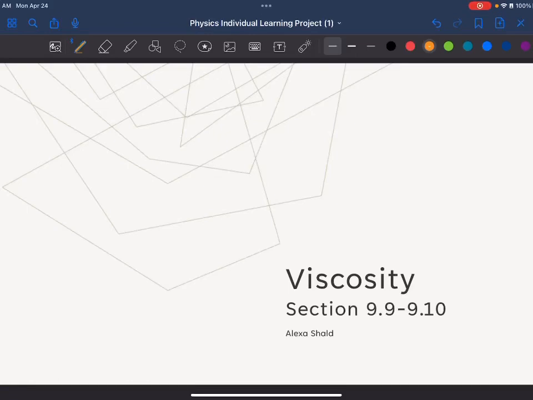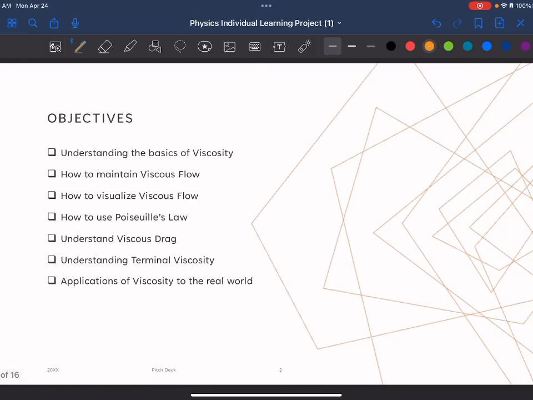I'm going to talk about viscosity, which is section 9.9 through 9.10 in our book. So I will explain the basics of viscosity, how to maintain viscous flow, how to visualize viscous flow, how to use Poiseuille's law, understanding viscous drag, understanding terminal velocity, and the applications of viscosity to our world.